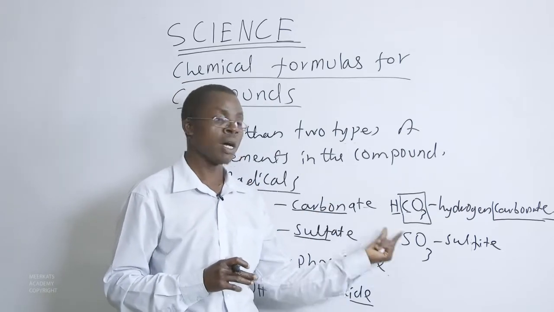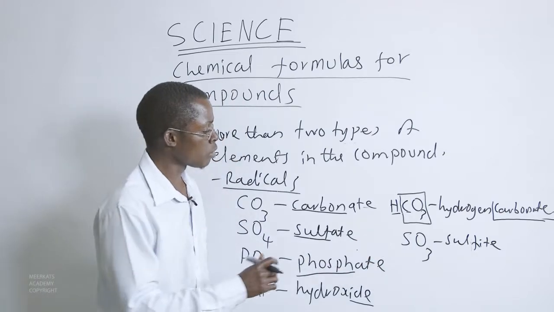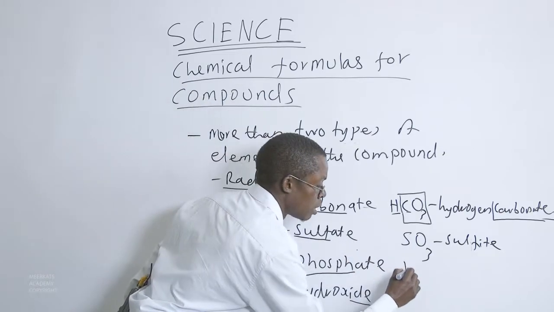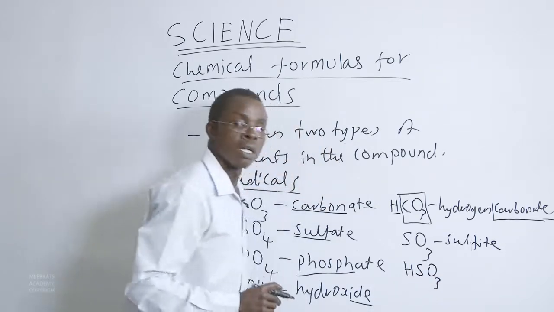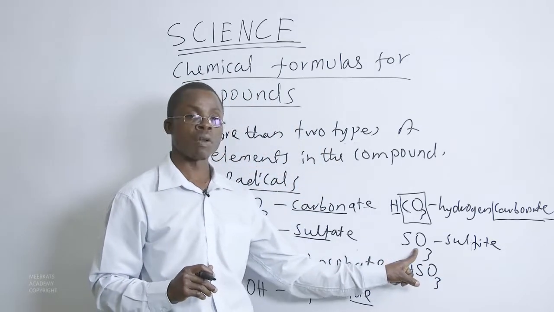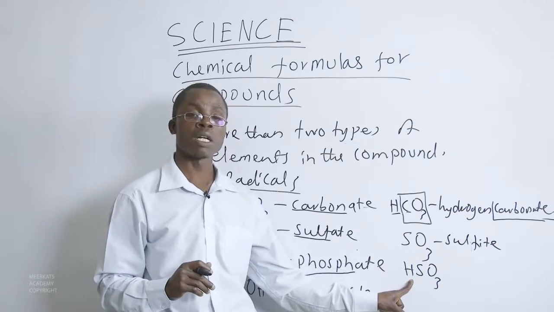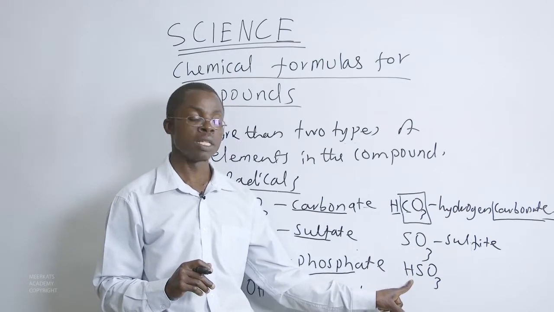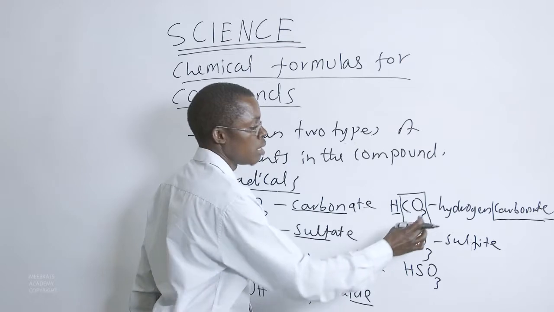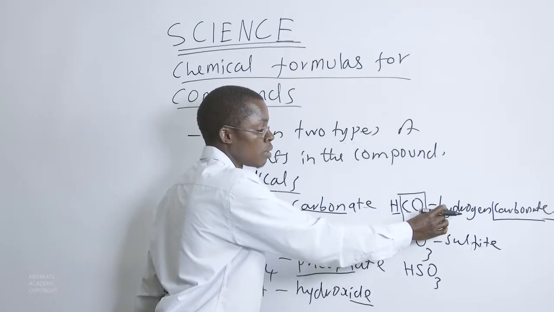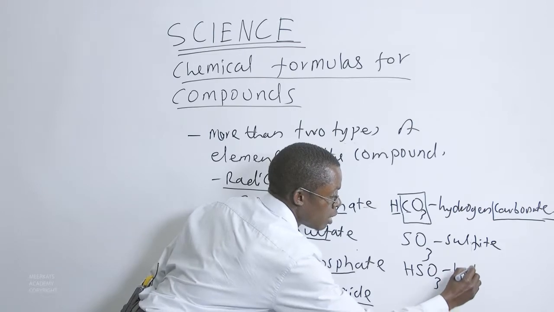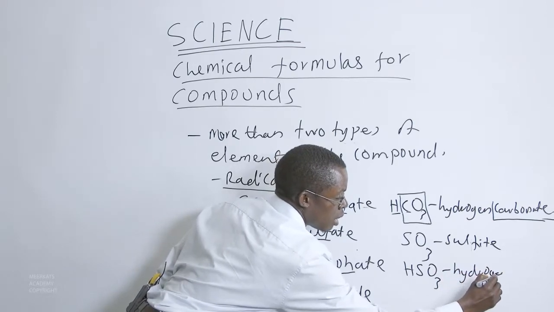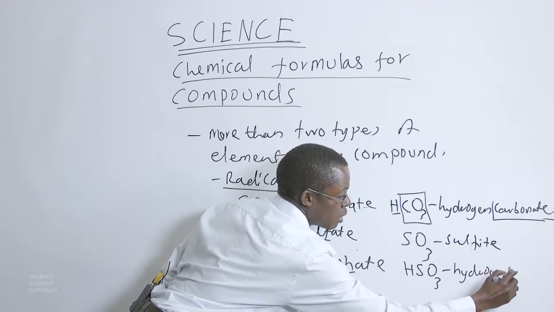So here we have a sulfite. This one also has another radical that has hydrogen in it. This is a sulfite, but this one has an introduction of a hydrogen in it, giving it a name like the case of the first one, hydrogen carbonate: hydrogen sulfite.